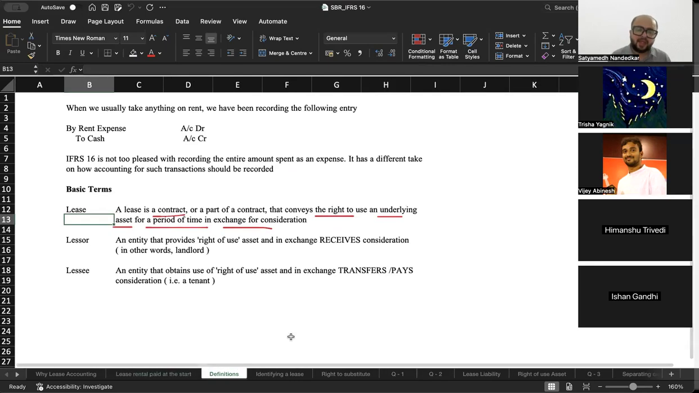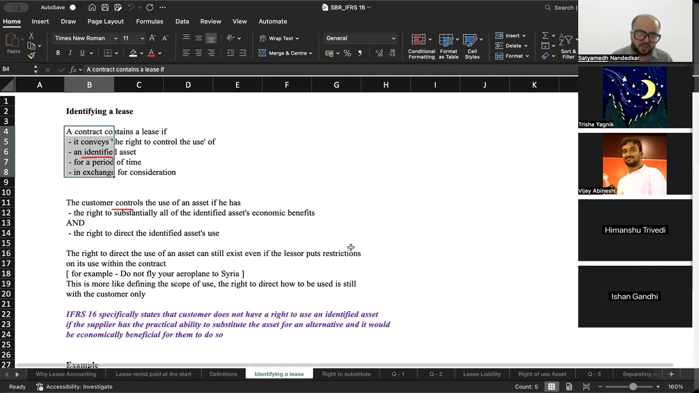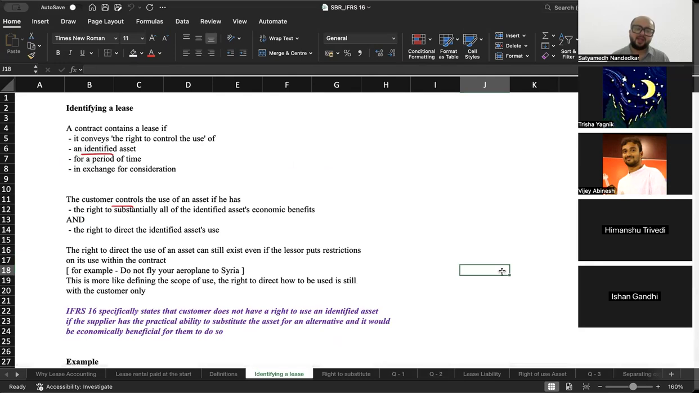Now, what is a lease? A lease is a contract which conveys the right to use an underlying asset for a consideration for a period of time. Lessor is the landlord who receives the consideration. Lessee is the tenant who transfers the consideration. Okay. Now, how do you identify a lease? A contract contains a lease if it conveys the right to control the use of an identified asset for a period of time in exchange for consideration.